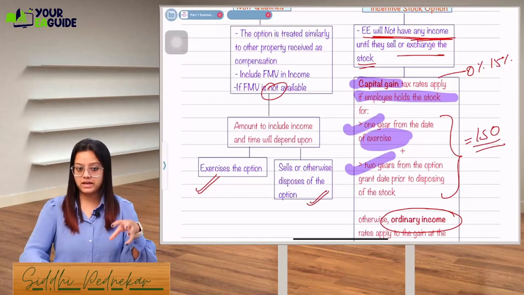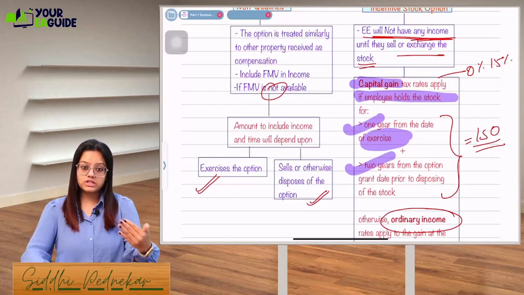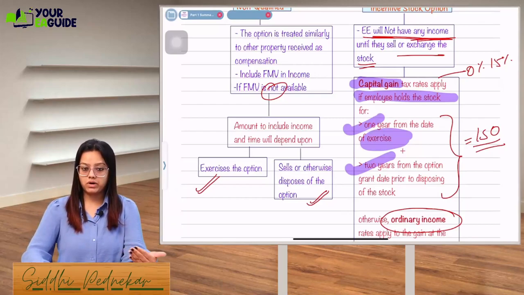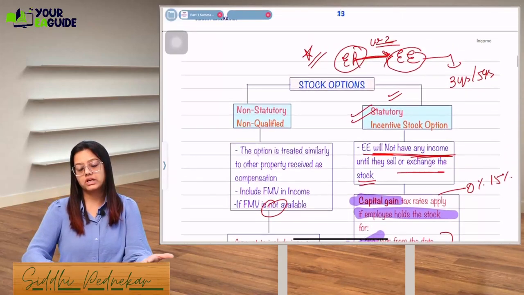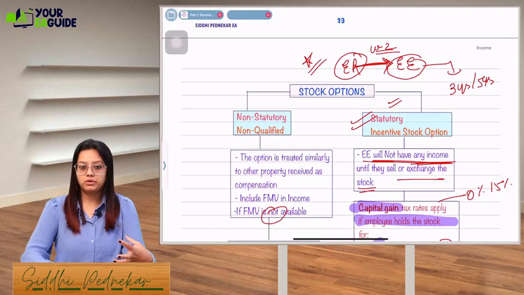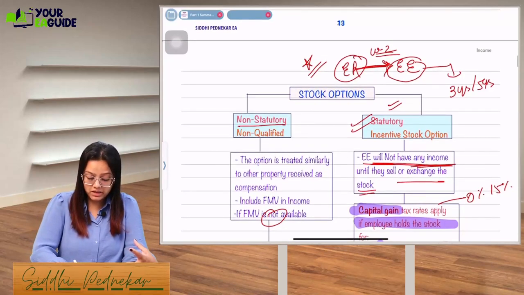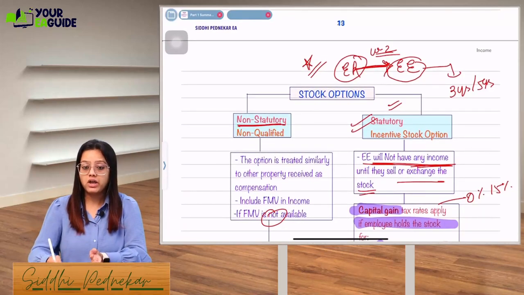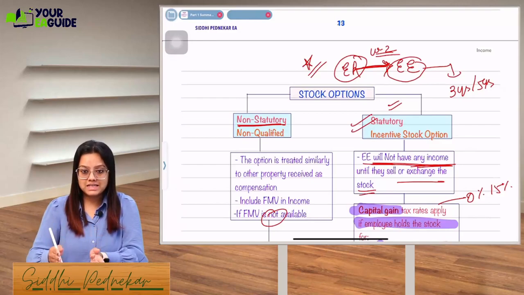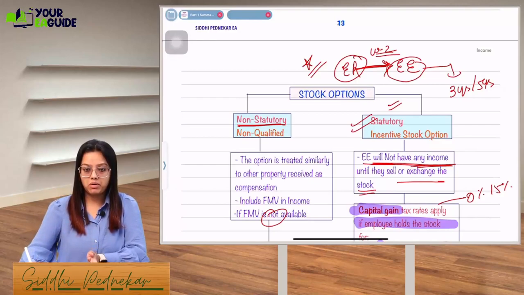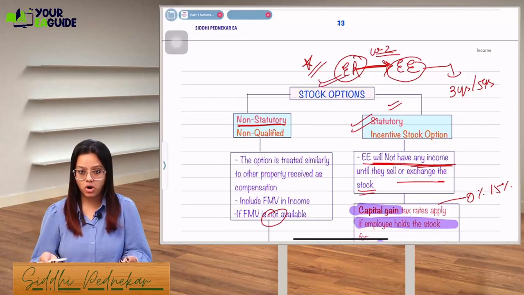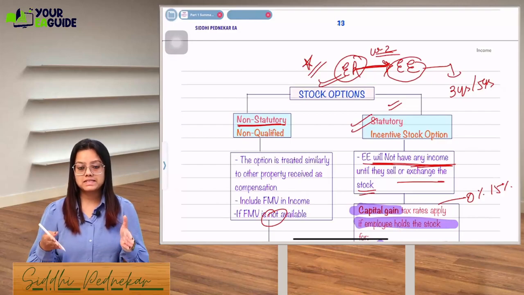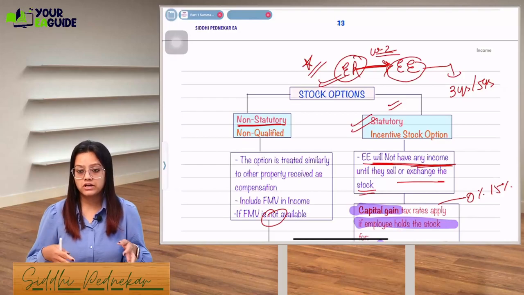When you exercise it, the exercise price will be taken. When you sell it, whatever is the sales price or disposal price, whatever is available, you are going to take it as wage income in your W-2 form. Got it, guys? Now, what do you mean by non-statutory? See, statutory means what? All the policies are the same for all the employees, right? When the employer comes out with this stock option, they keep the same policies for each and every employee. That is a statutory option plan, incentive stock option.